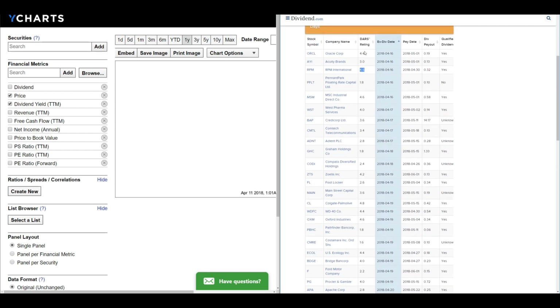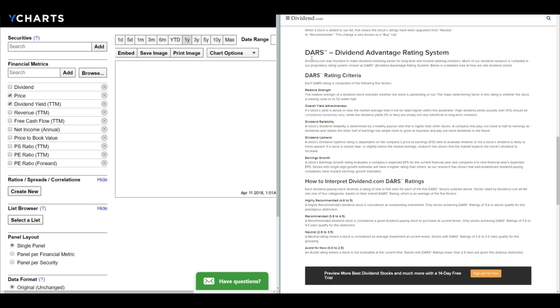Now, what is the DARS rating system? Here is the DARS rating system. It's the Dividend Advantage Rating System. It basically measures if the stock has been trading near its 52-week high and if it has a nice yield attractiveness. It doesn't want anything over 10% because these could be considered extremely risky, whereas it doesn't like a lower yield of around 1% or less because these are not really beneficial to long-term investors. You want to have a nice dividend payout, sort of like rent. You want to have a nice return on your investment.